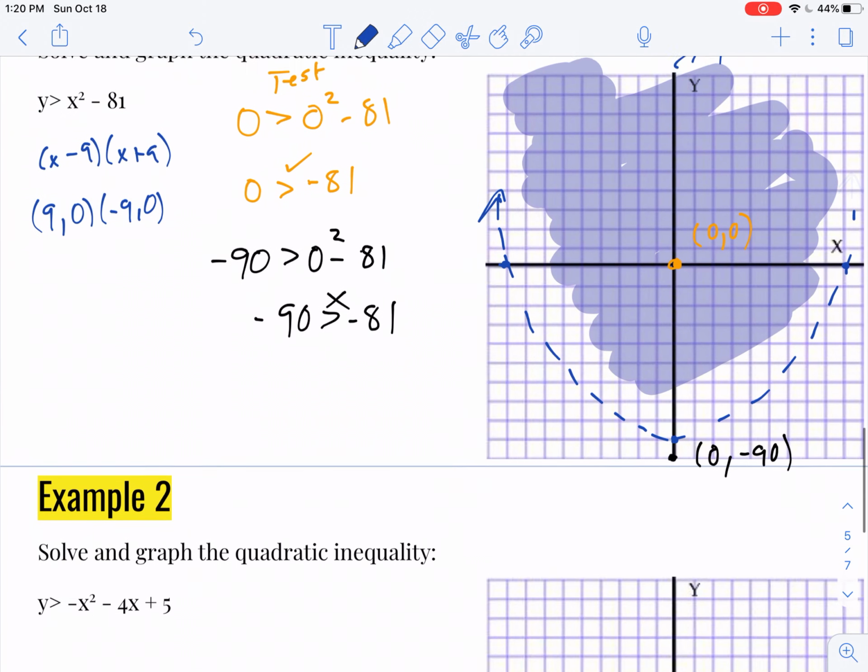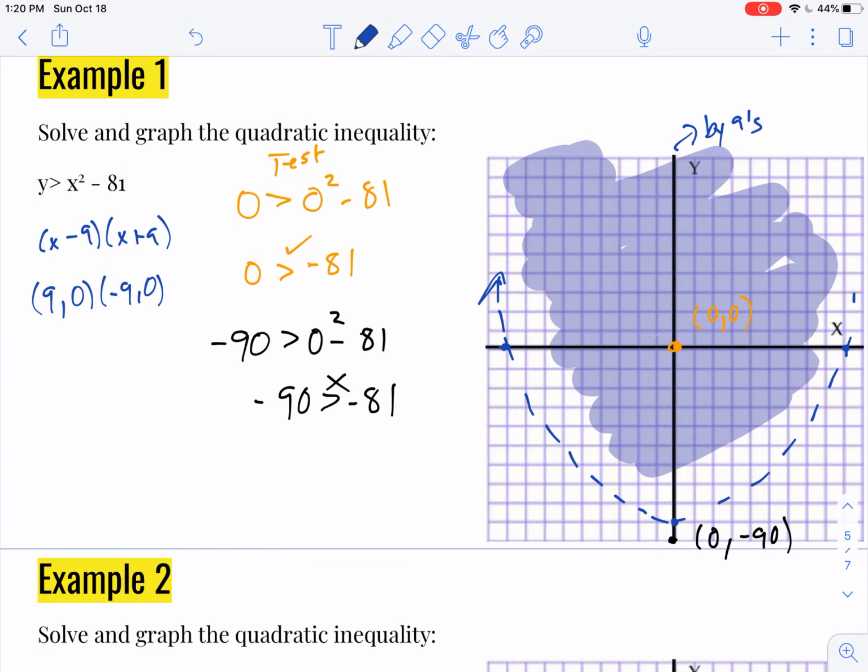So this is where you actually shade your inequality. I'm using the test points. This is something you learned in Algebra 1, something you practice again with inequalities in Algebra 2. You've got to go through, test your points, and realize where it is a true statement versus where it's not a true statement.